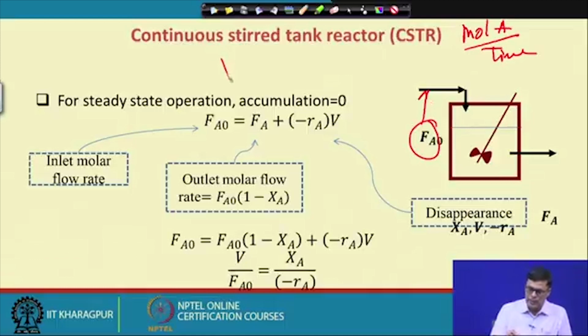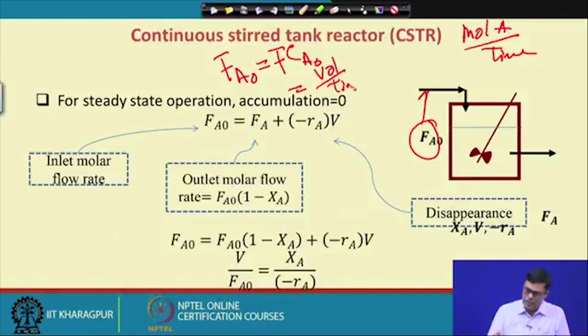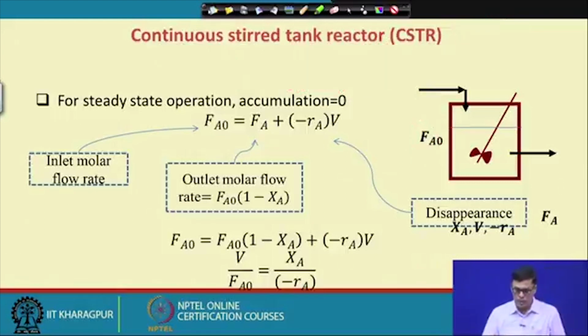Now, how can you write Fa0? Fa0 is nothing but F into Ca0. What is Ca0? F is the flow rate, volume per unit time, and Ca is the moles of A per unit volume. Am I right? This volume will cancel, so it will be moles of A per unit time. So we can write that Fa equal to Fa0 into 1 minus Xa.